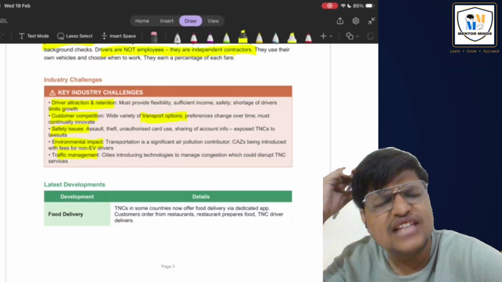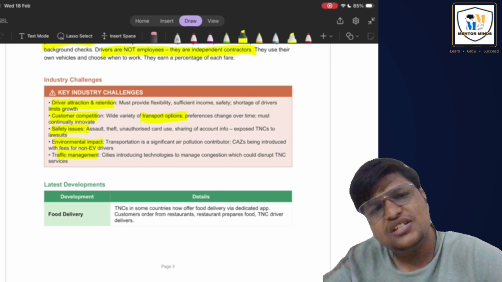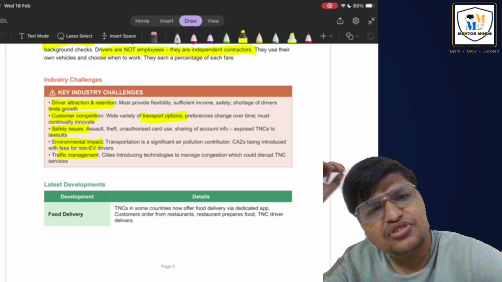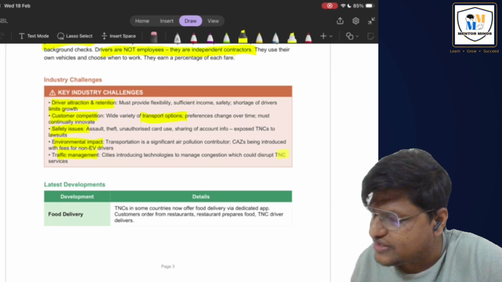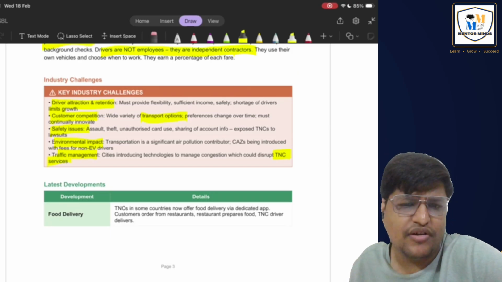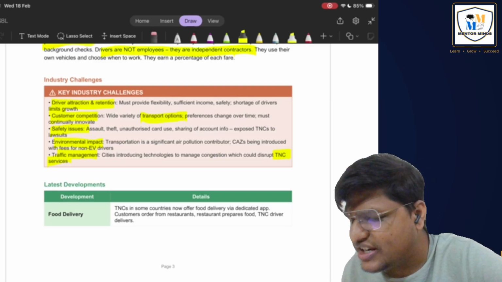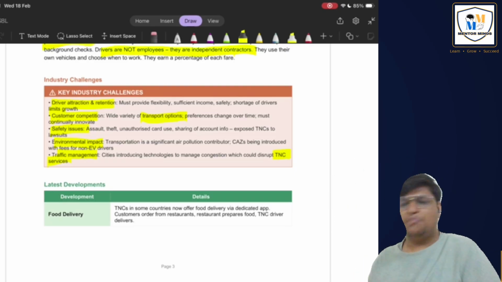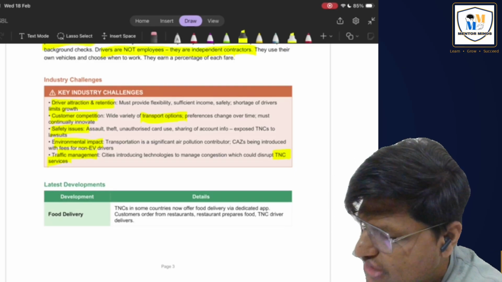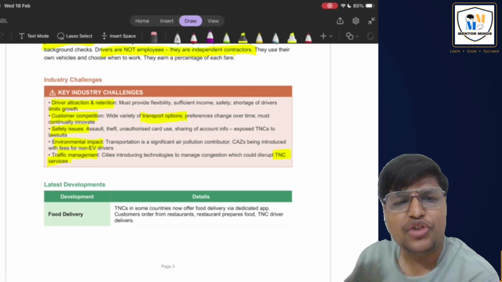Sometimes some cities have really bad traffic management, right? So if there is bad traffic management, people will not use the TNC services. They will take the public railway, or let's say metro. So these are all the key industry challenges. But you always know that now the world is developing, right? So with world development, what are the new things that are happening?